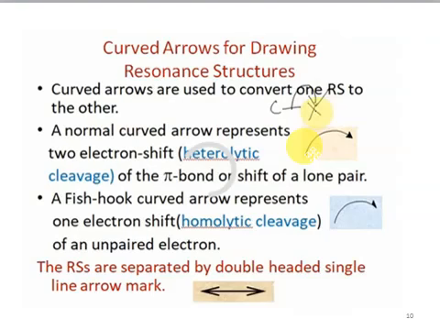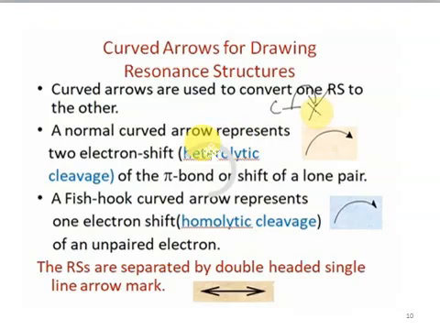That also indicates the heterolytic cleavage of a pi bond, or the shift of a lone pair, right? So whenever you are moving 2 electrons, either the 2 electrons of the pi bond or the 2 electrons of the lone pair, you have to make use of this curved normal arrow. That also indicates heterolytic cleavage.